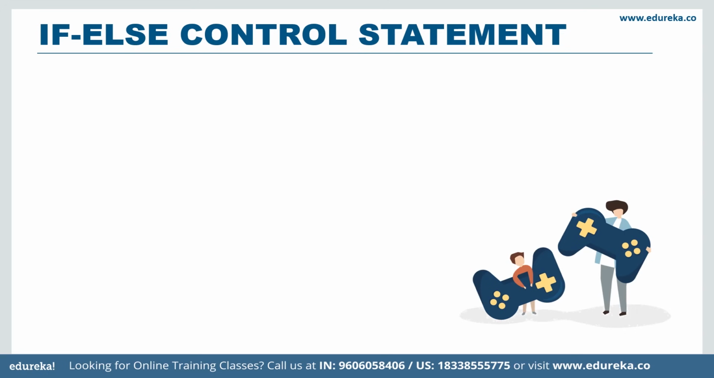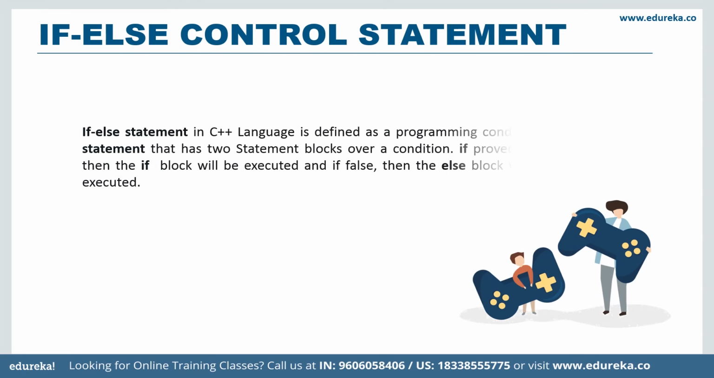Now let's move to the next type of conditional statement, which is the if else control statement. The if else control statement in C++ is defined as a programming conditional statement that has two statement blocks over one condition. If proved true, then the if block will be executed, and if false, then the else block will be executed. Now let's check out the flow diagram to understand its functionality.